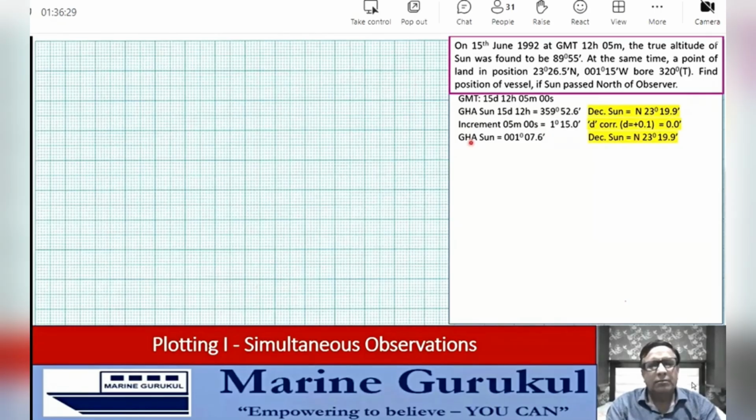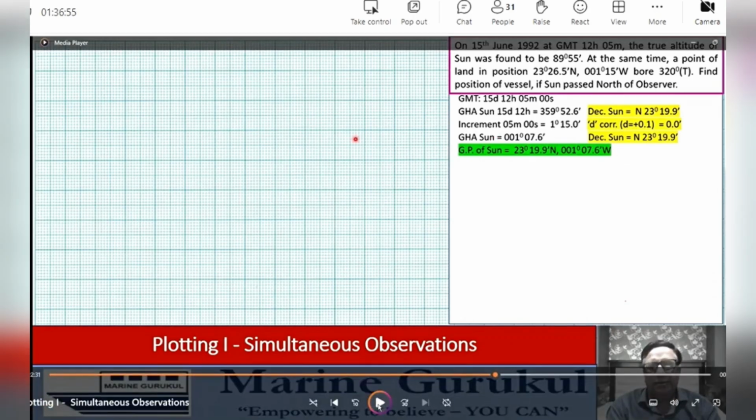From here, what do we infer? That the GP's latitude shall be north 23 degrees 19.9 minutes, same as the declination of the sun. And as the GHA is less than 180, the longitude of the GP shall be the same as the GHA, and the longitude shall be named west. So I hope you are able to recall how the GP is obtained. Any doubt in the GP, beta? Great, very good.